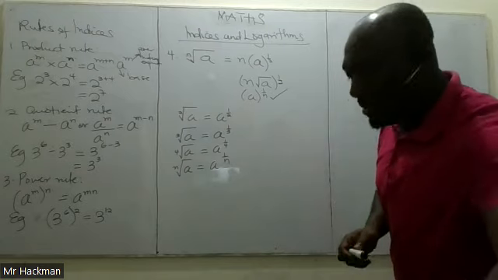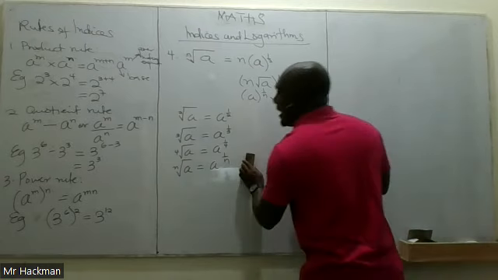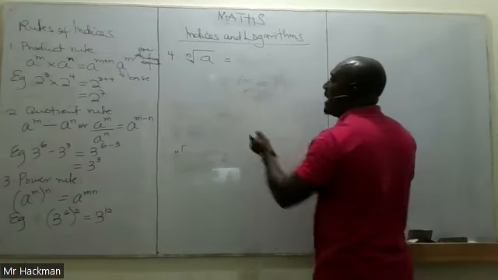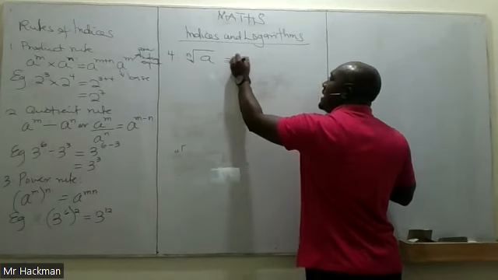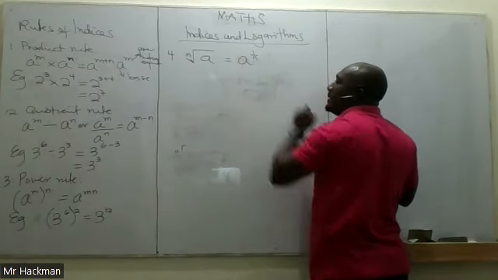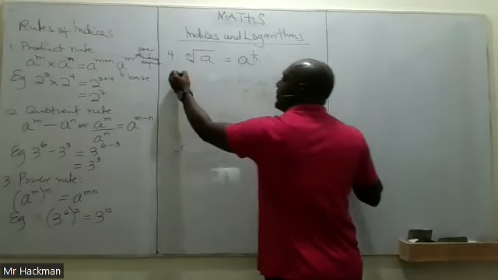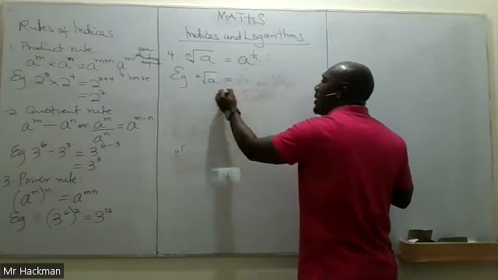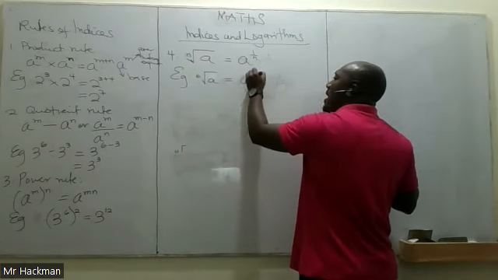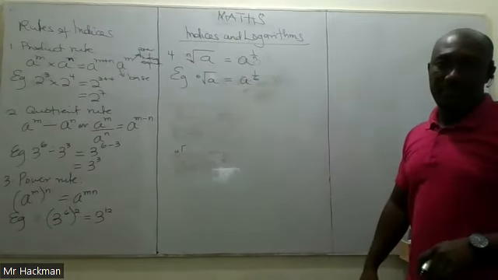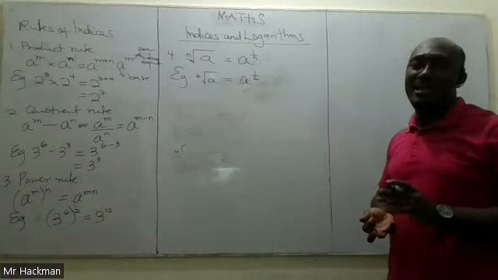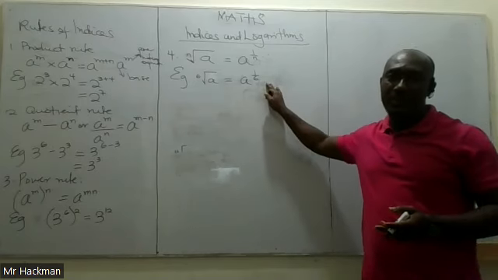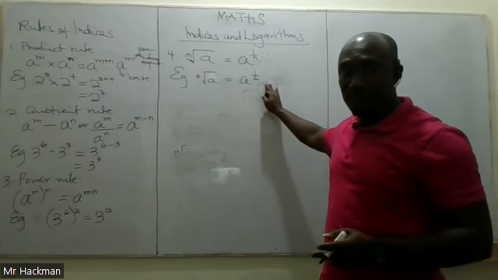So you should now know that anytime you have the nth root of a, this will give us a to the power 1 over n. So if I have, for example, the square root of a, this will be equal to a to the power 1 over 2. I've done the square root, the cube root and the fourth root, so that's why I didn't use that one as the example. Is that clear? Yes, please.